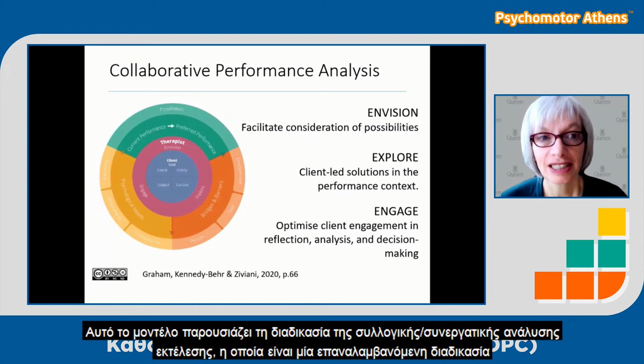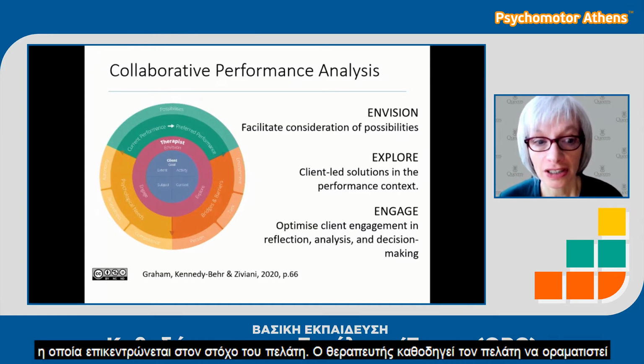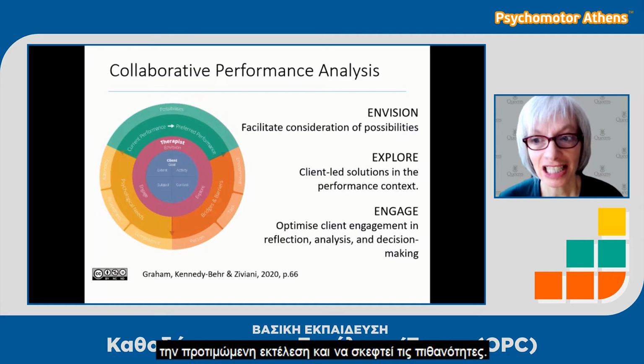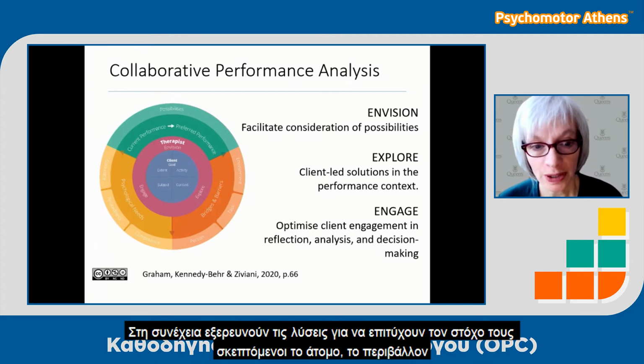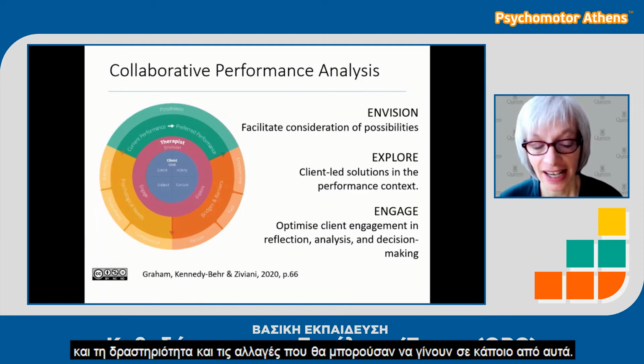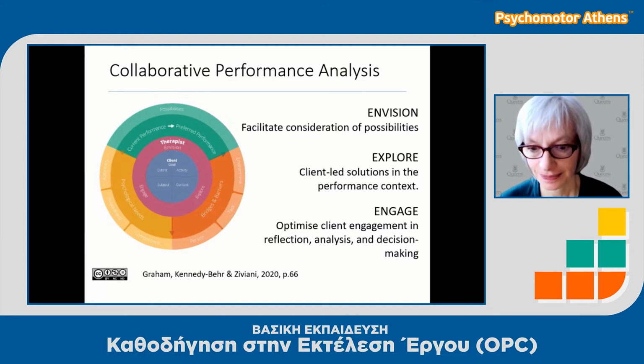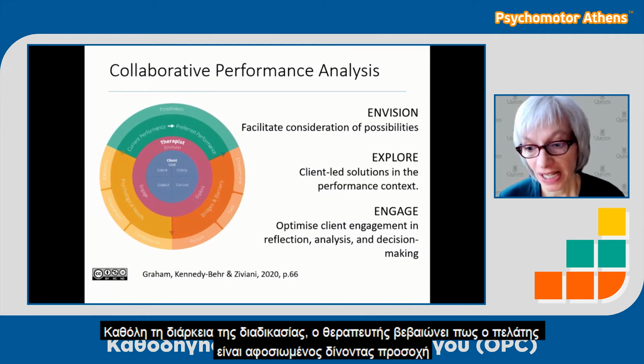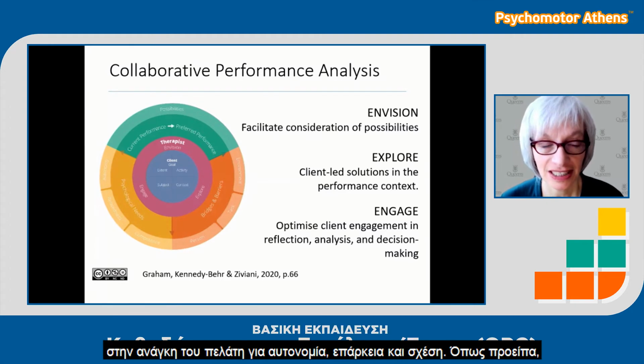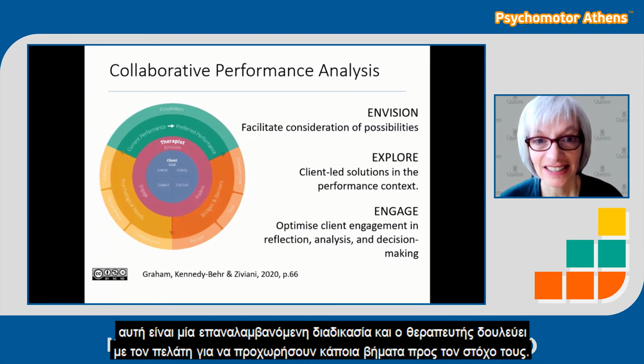This model presents the collaborative performance analysis process, which is an iterative process that is focused on the client's goal. The therapist guides the client to envision their preferred performance and think about possibilities. They then explore solutions to achieve their goal, drawing on the person, the environment, and the task, and changes that can be made to either of these. Throughout the process, the therapist ensures the client is engaged through paying specific attention to the client's need for autonomy, competence, and relatedness. As I said, this is an iterative process, and the therapist works with the client to make steps towards their goals.